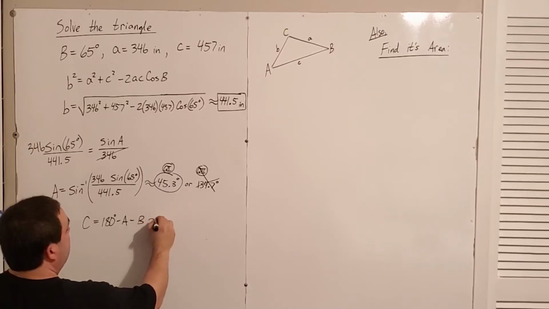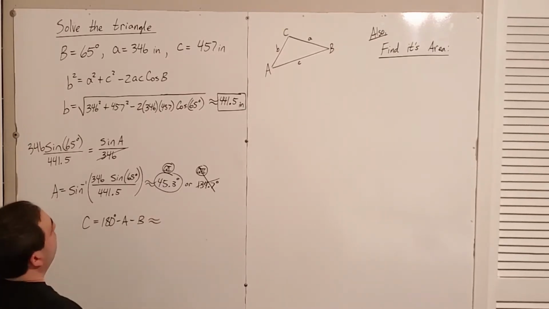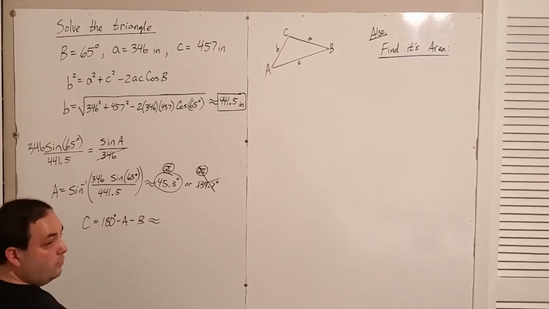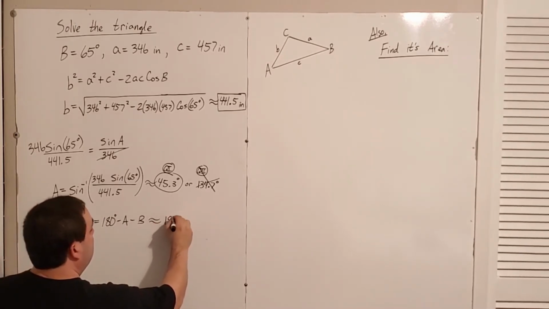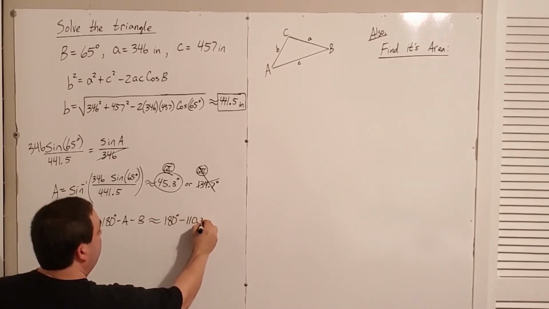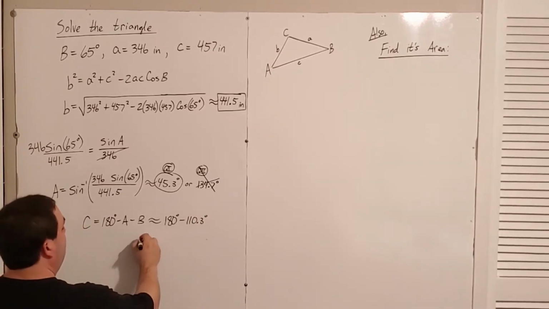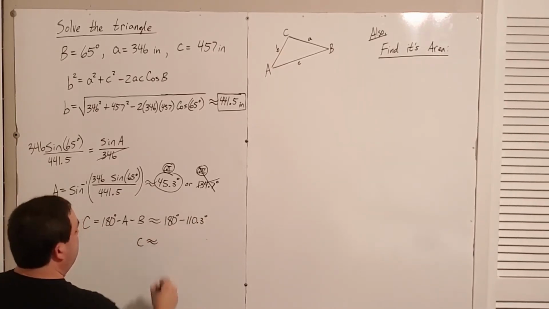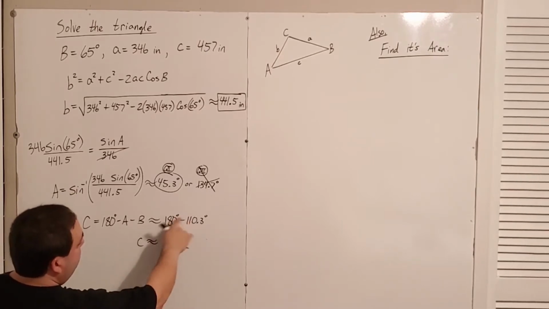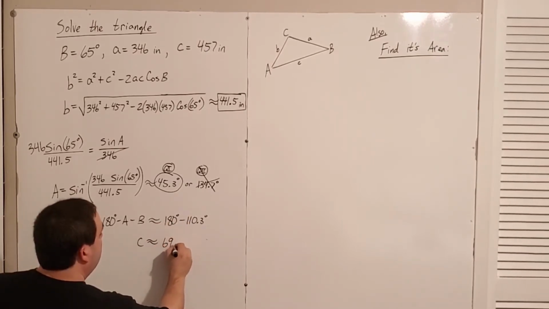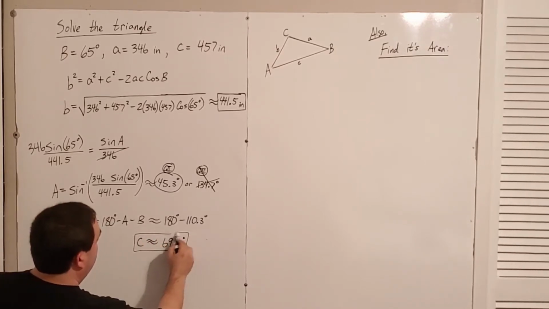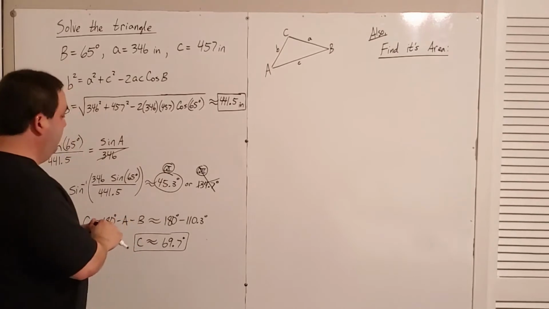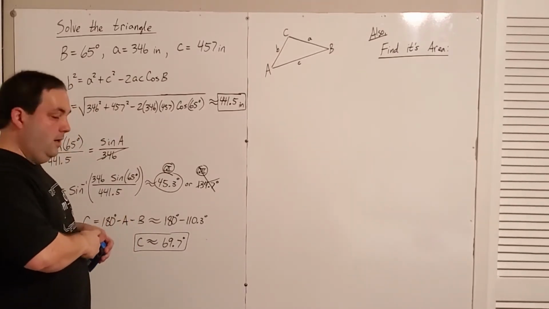So angle C is approximately equal to, let's see, 45.3 and 65, that's 110.3. So 180 minus 110.3 means that C should be approximately equal to 69.7. Okay. So I've got the missing pieces of information here, right?